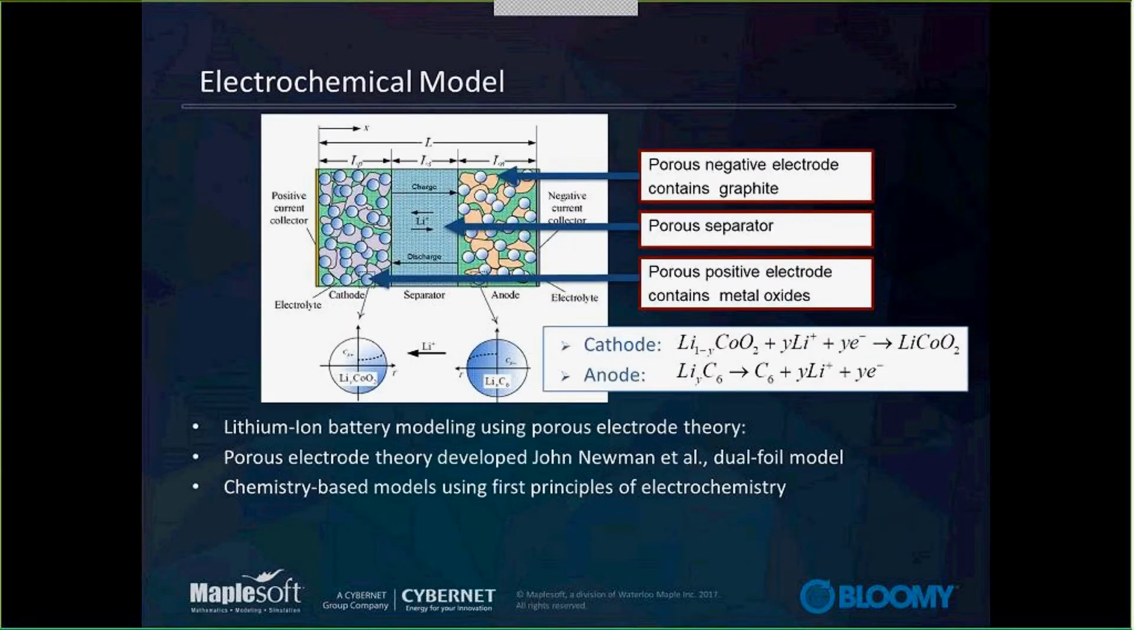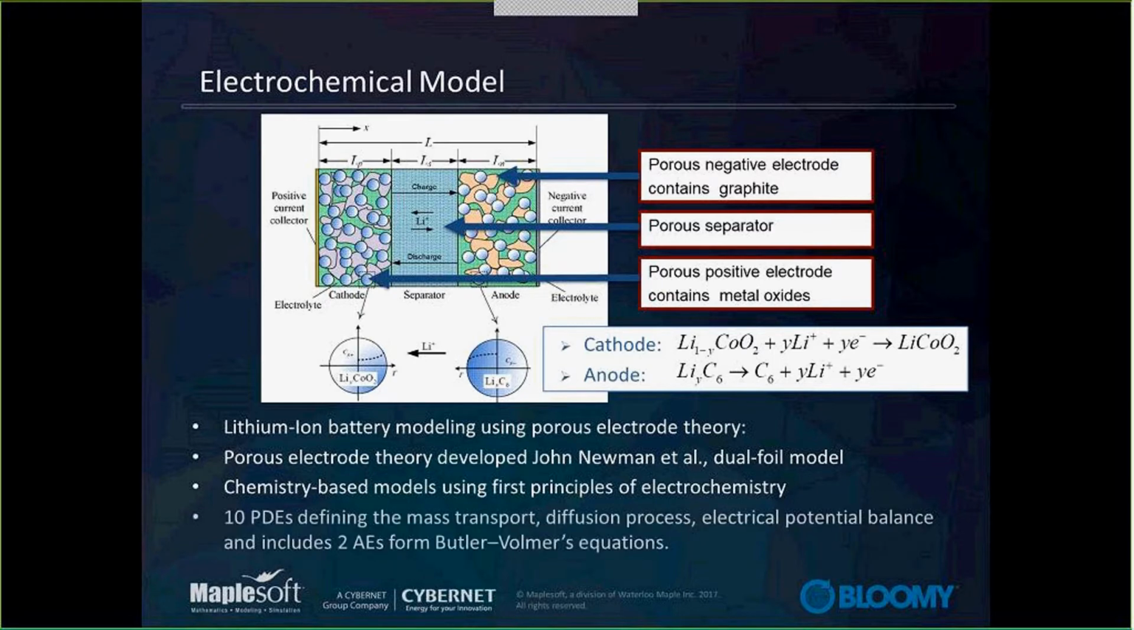So a little bit about our electrochemical model. Well, the chemistry-based model is using the first principles of electrochemical modeling. This is extending the concept of the dual foil model developed by John Newman and colleagues, where we're taking a look at the 1D transfer of lithium ions to the porous electrode and porous separator. This results in 10 PDE equations defining the mass transport, diffusion process, electric potential balance, as well as our two Butler-Volmer equations.